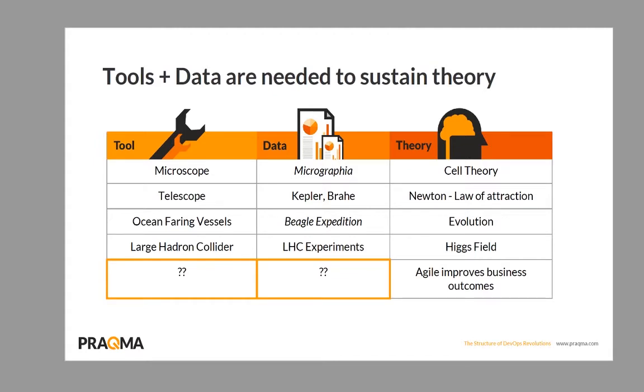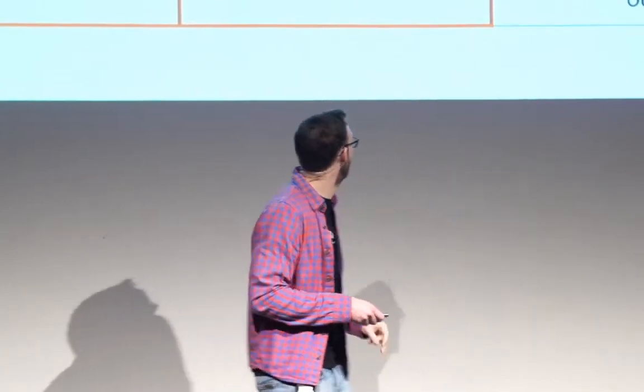And we have a problem, though, in our field, because we have this idea that Agile improves business outcomes. Right? That's the theory. This is what the whole Agile Manifesto is. This is a better way to make software. It reduces risk. It will create better outcomes. The problem is the tools and the data weren't really there at that point.